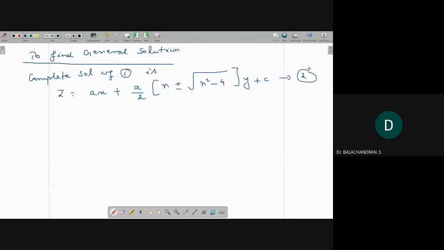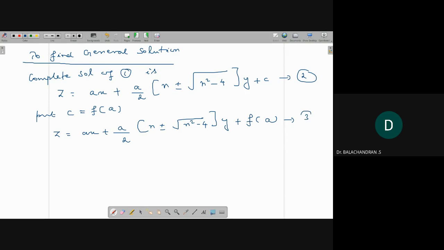This is a complete solution. So now you should replace c by a function of a. You can check the procedure. c equal to some function of a, where f is the arbitrary function. So now we'll get z equal to ax plus a by 2 into n plus or minus root of n square minus 4 into y plus f of a. I call this equation number 3. Now differentiate equation 3 partially with respect to a.